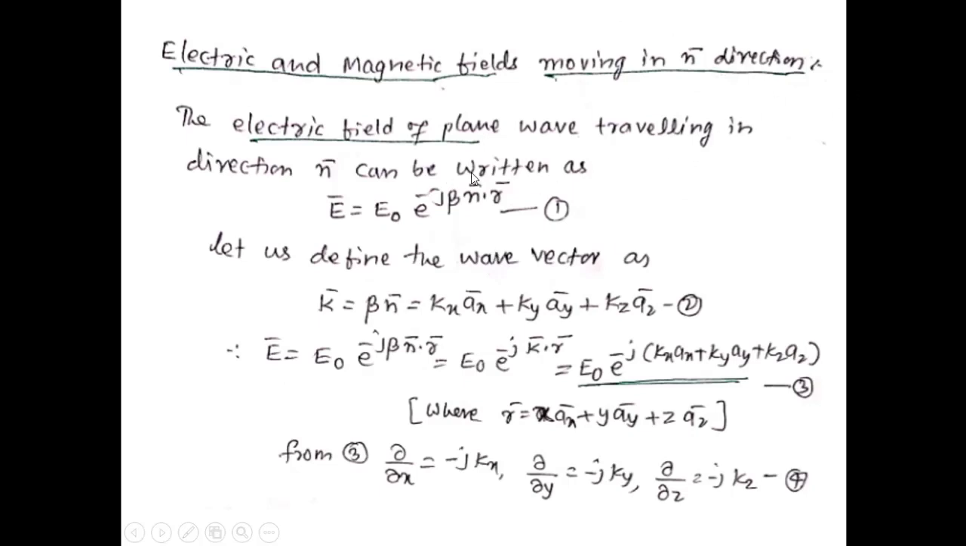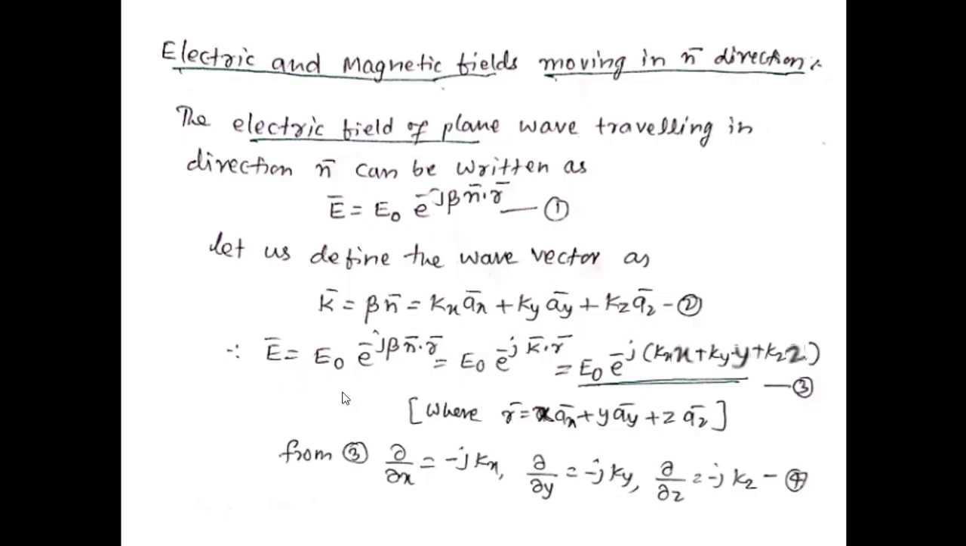To find the electric and magnetic field moving in the n bar direction, the electric field of a plane wave traveling in direction n bar can be written as E bar is equal to E naught e raised to minus j beta n bar dot r bar, equation number 1. Let us define the wave vector as k bar is equal to beta n bar is equal to kx ax bar plus ky ay bar plus kz az bar, equation number 2.